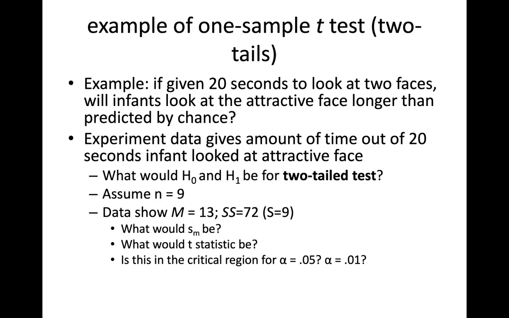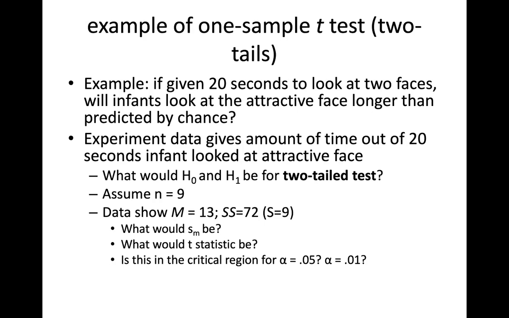Whichever face the infant's eyes are closer to, even if the baby is not looking directly at the attractive face, is how it's scored. If it's looking closer to the attractive face, then you say it's looking at the attractive face. Or if its eyes are looking closer to the unattractive face, then you say it's looking at the unattractive face. It's always looking at one of the two types of faces for the span of the 20 seconds.